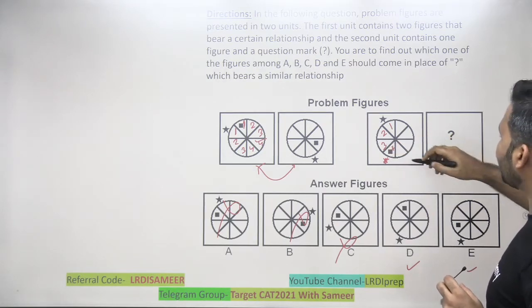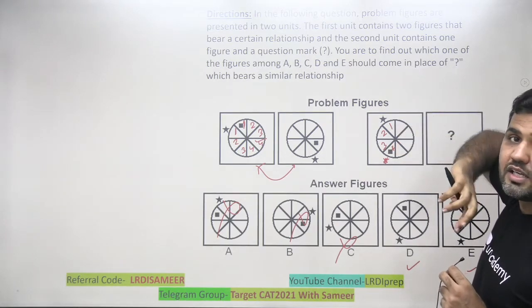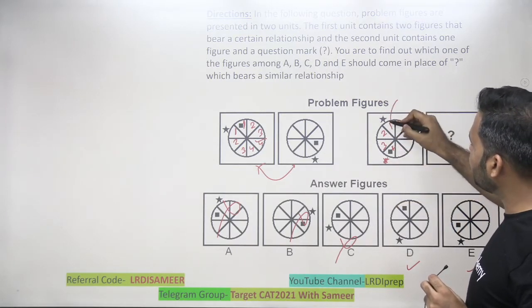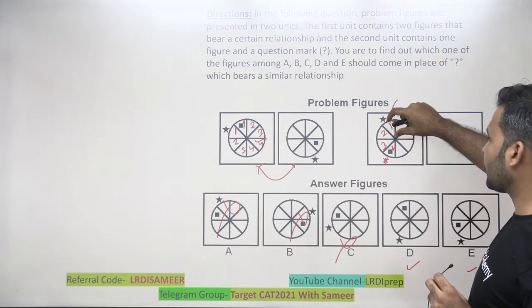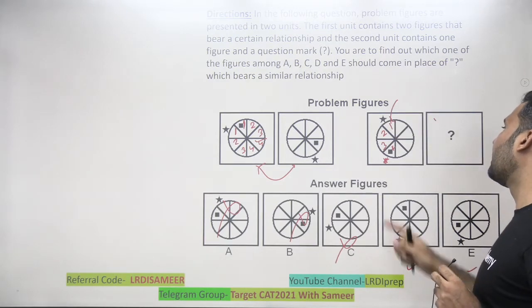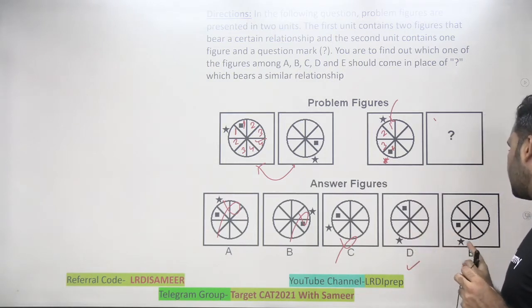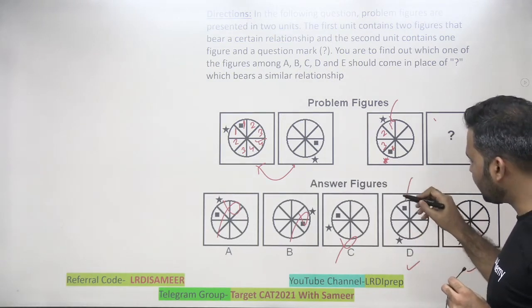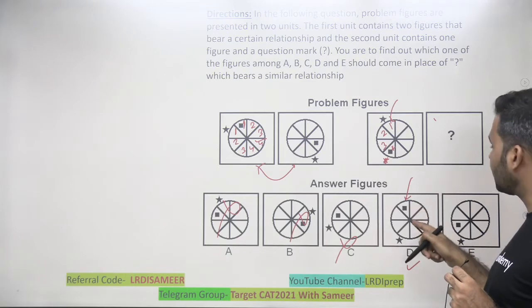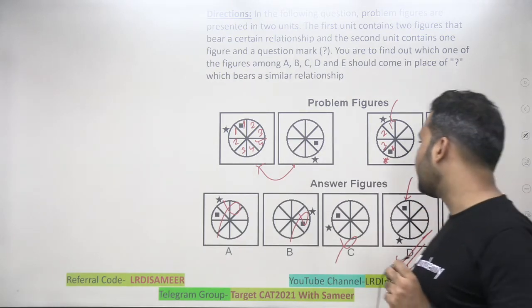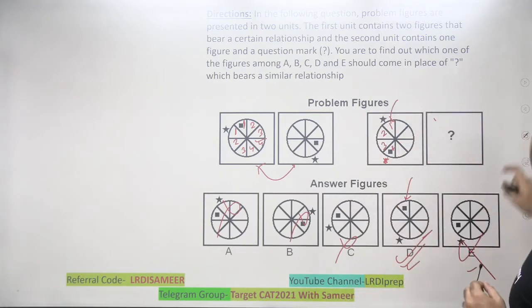The element which is inside the figure needs to be rotated 4 steps clockwise. So this is 1 step, 2, 3, 4. So this position should be, this should be a figure that contains this square element. And out of these D and E options, this is the figure which contains a square inside the circle at this position. So D is the correct answer. E will be eliminated. D would be the right answer to the question.